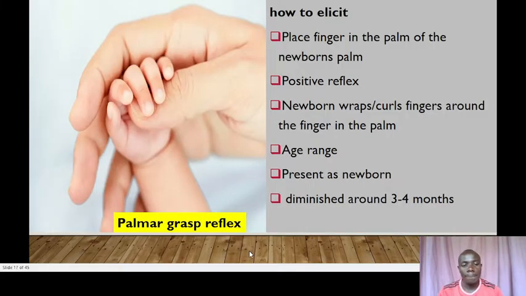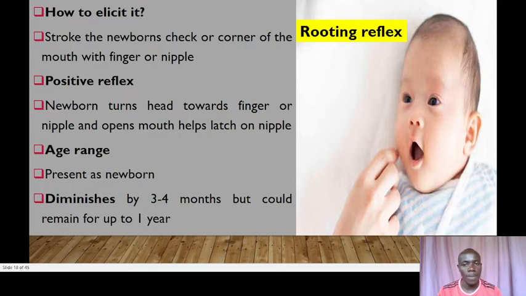The third one is the palmar grasp reflex, and this is my favorite. How do you elicit it? It is very simple. You simply place a finger in the newborn's palm, and the newborn will wrap and curl the fingers around the finger in the palm. It's normally present at birth, but it will diminish at around 3 to 4 months.